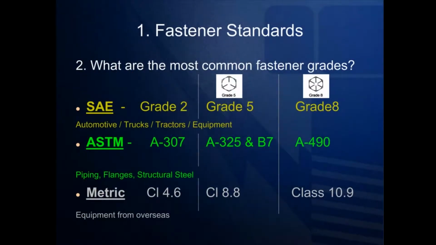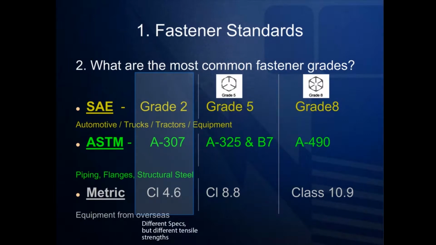Most people don't realize that fasteners are actually highly engineered products that are designed for certain uses. As mentioned previously, some standards are focused towards different applications, such as the SAE spec focusing more on automotive and heavy equipment, and the ASTM spec that focuses more on structural steel and piping applications. It should be understood that some fasteners, although under different specifications, share very similar mechanical properties.